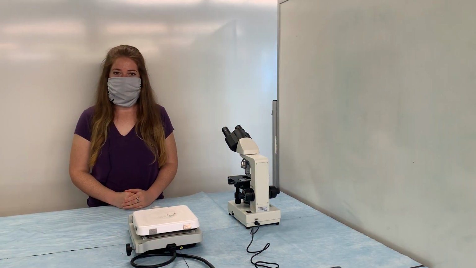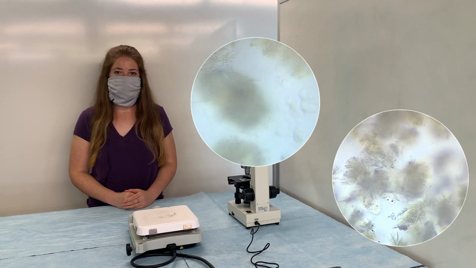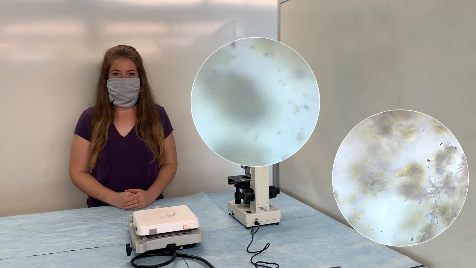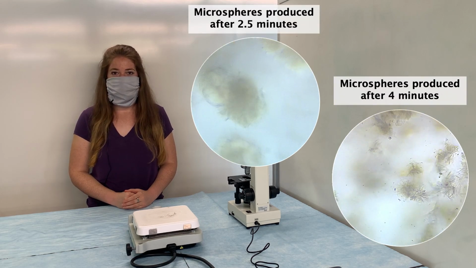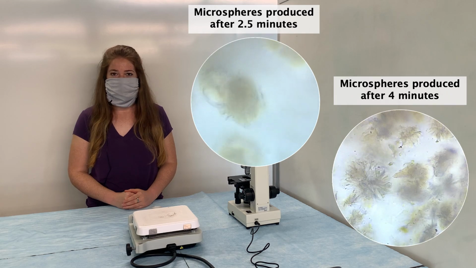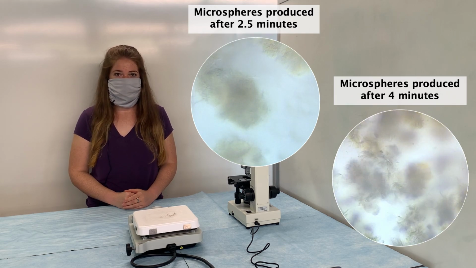Now that we've formed our microspheres, let's look at them under the microscope. Remember, we boiled our mixture for 2 different amounts of time, 2.5 and 4 minutes, and you're going to want to compare the microspheres produced by each amount of time. Specifically focus on the quantity and their shape.